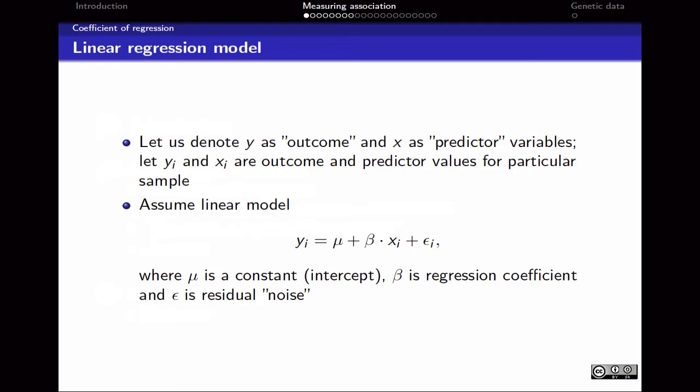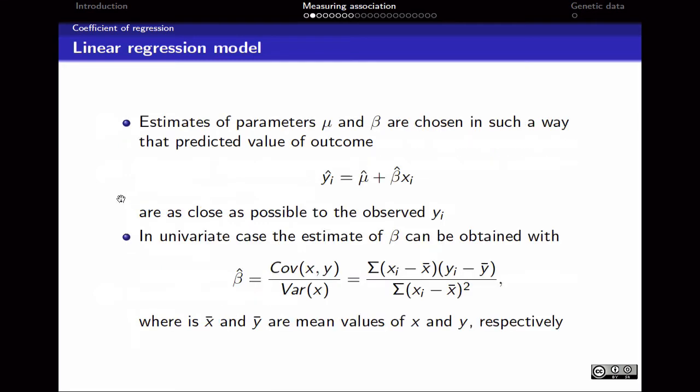In linear regression we would assume a linear model where the value of y is determined as a sum of different effects. Firstly, there is some constant or intercept, mu, and then the effect of the predictor or independent variable x, and beta is this effect. It's called the coefficient of regression. And finally, the third effect is random residual noise.